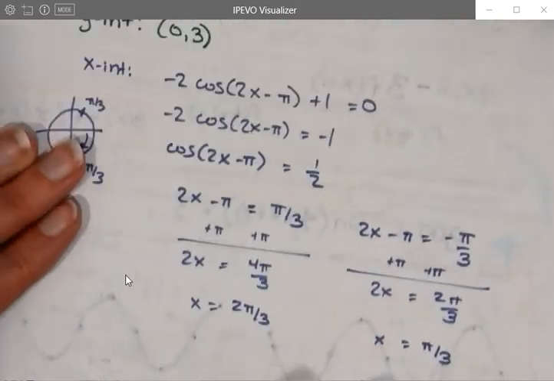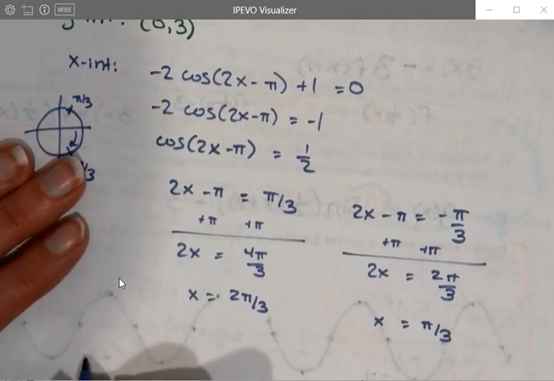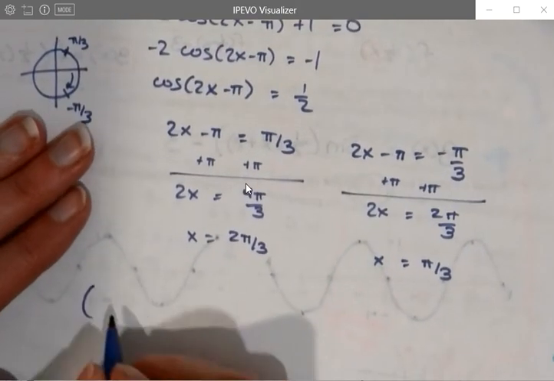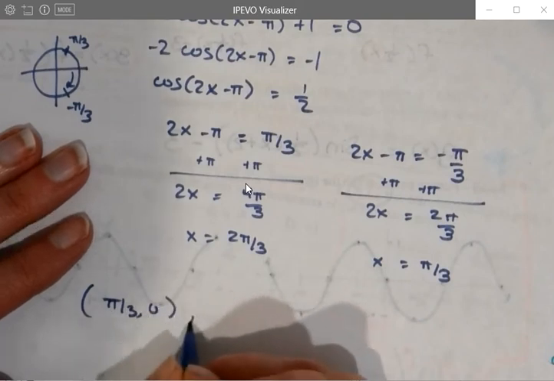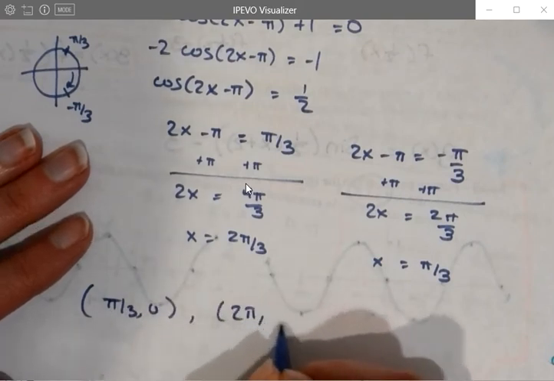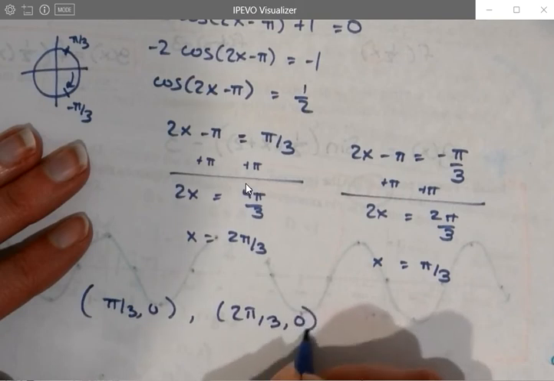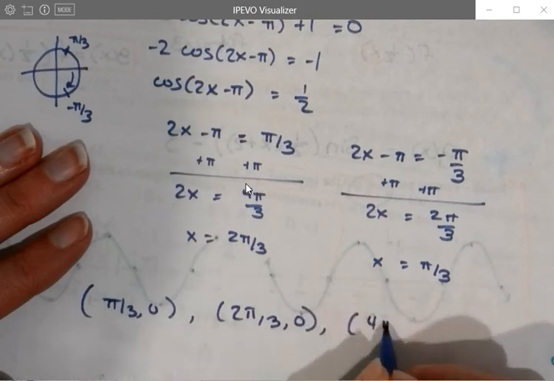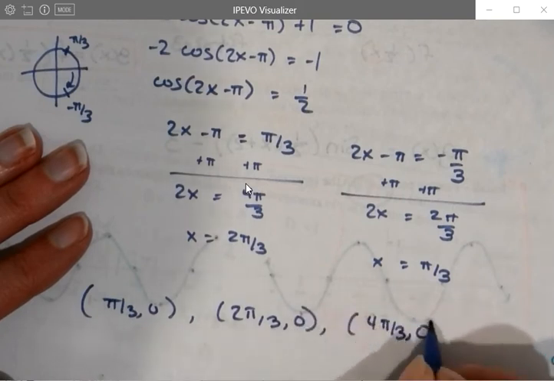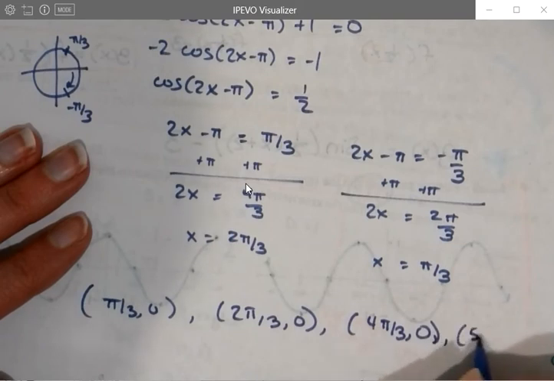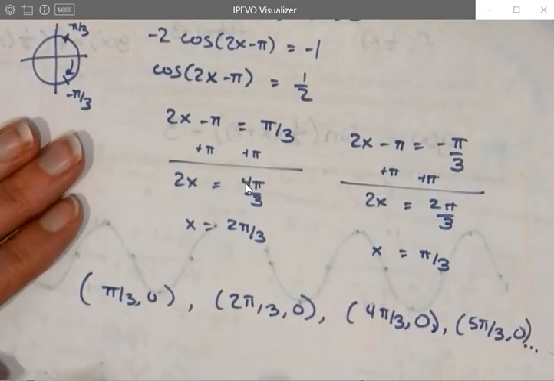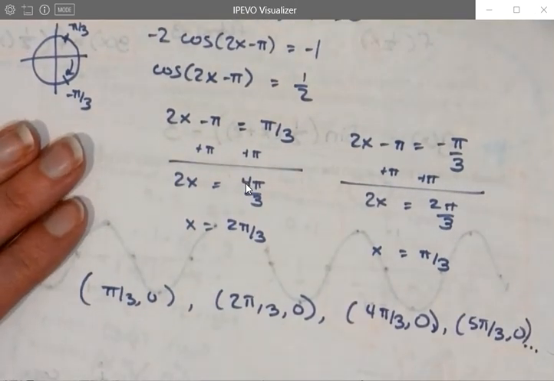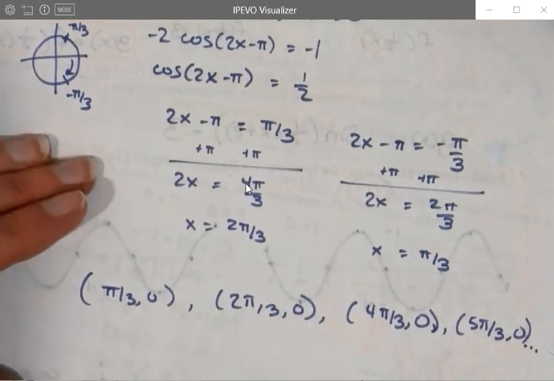So for my x-intercepts, my pattern is going to be, I get pi thirds, comma 0. I get 2 pi thirds, comma 0. I get 4 pi thirds, comma 0, and 5 pi thirds, comma 0, etc. I need a pattern for that. I can't just say k pi thirds. I can't even say odd pi thirds because those aren't pi's.